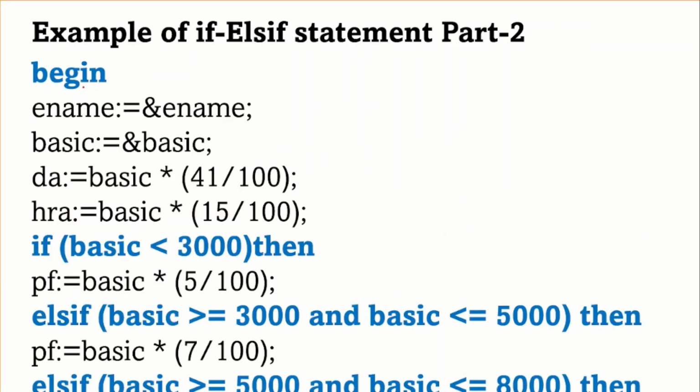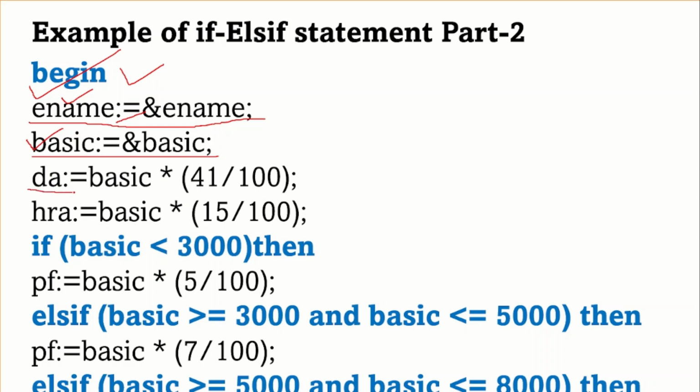Now see, this statement begin, we all know what begin means. Program will begin from here. This statement will read the name of the employee from the user, and the read name will be assigned to this variable ename, and this is called the assignment operator. Now this second line will read the basic salary of the employee into this basic salary variable.